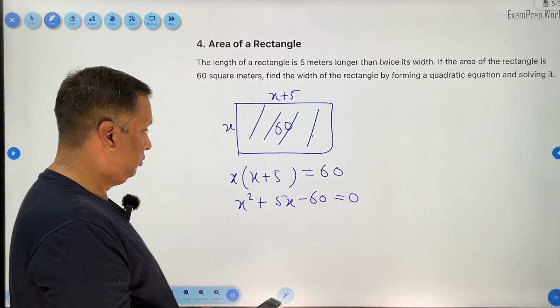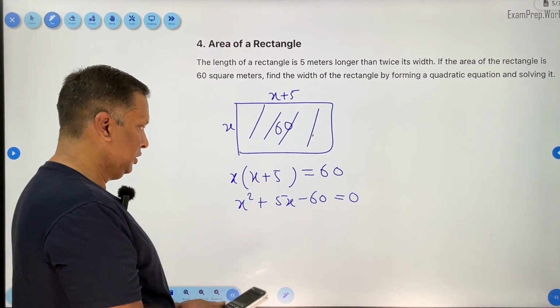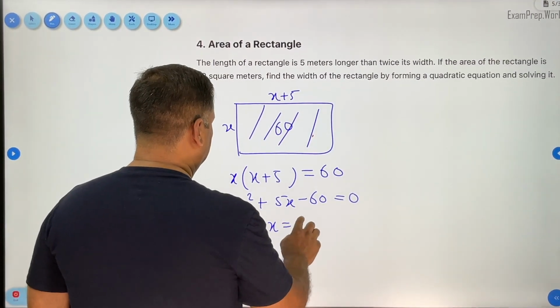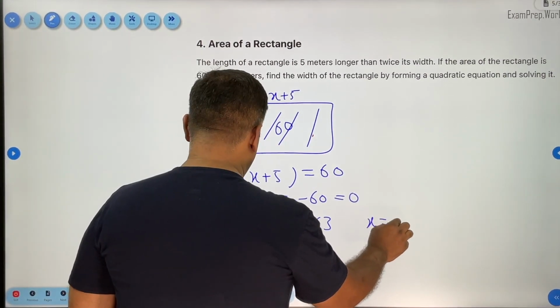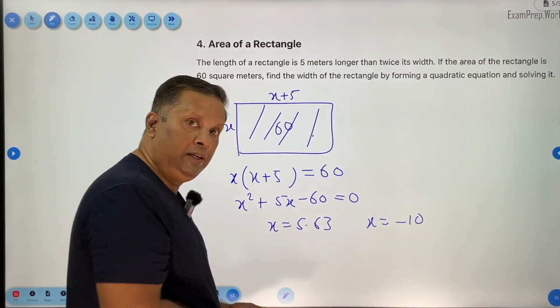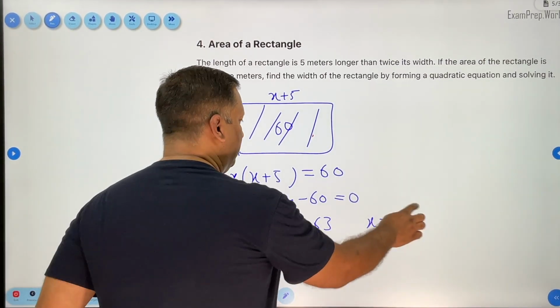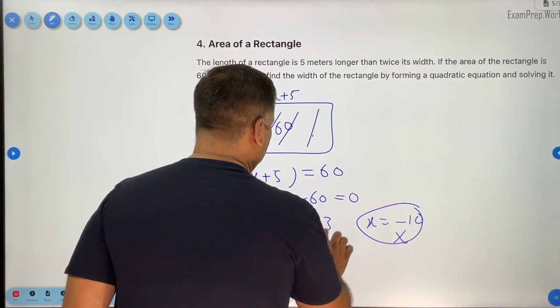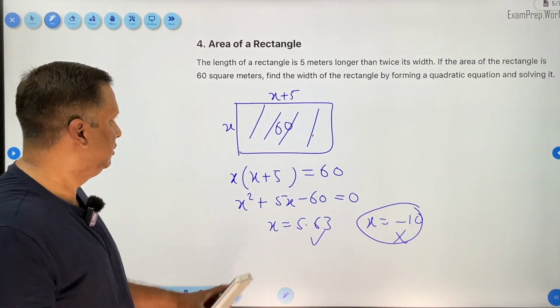It is 5.63, x equals 5.63, and another x value I get is minus 10. Can I take negative 10? I can't, because length cannot be negative. So we have to omit this value and take this value as the proper width.